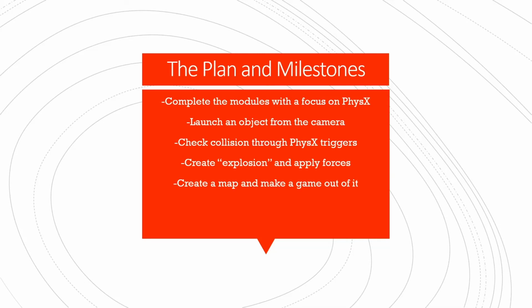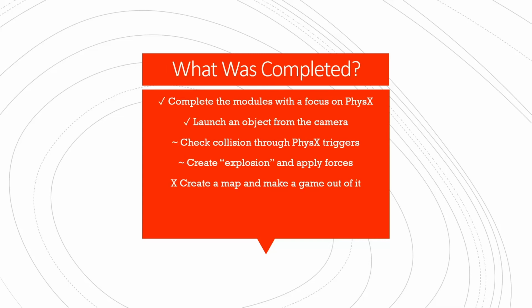it's collided with something. The third milestone I set would be to create an explosion off of wherever the rocket hit from the previously defined triggers and apply forces to the player and objects around the player, or around the explosion. Then finally I figured if I had extra time I could create a map and make a game out of it. So what did I actually complete?